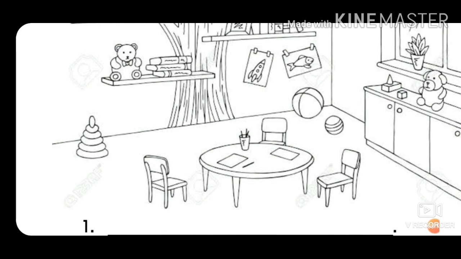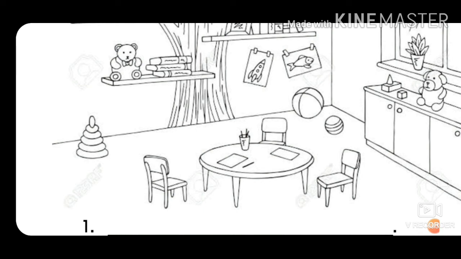There is a ball at the corner of the room. So, at and of is the preposition. Third sentence: a plant is on the window. So, there obviously the preposition is on, right?